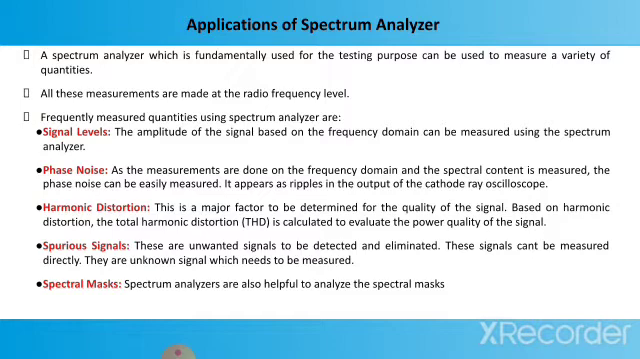Next, the spurious signals. These are unwanted signals to be detected and eliminated. These signals can't be measured directly. They are unknown signals which need to be measured. Lastly, spectral mask. The spectrum analyzers are also helpful to analyze the spectral mask.